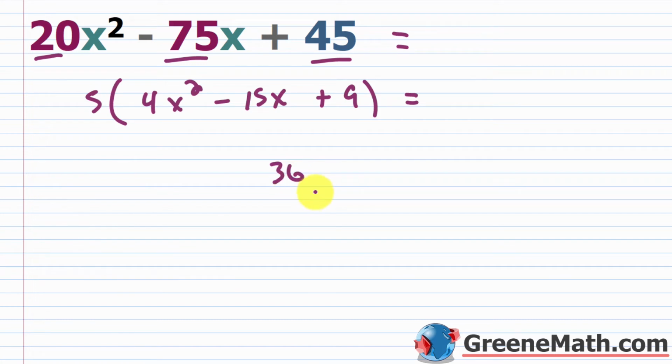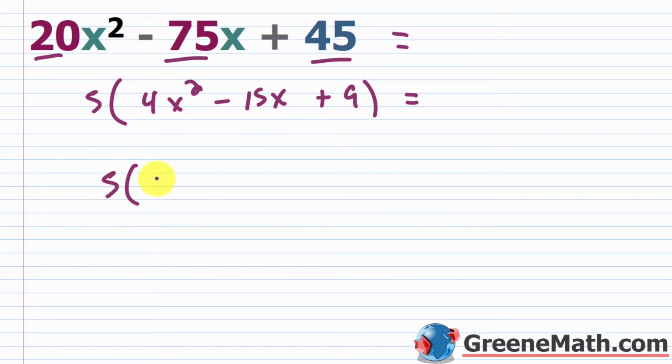So for 36, you have 1 and 36, which wouldn't work. You have 2 and 18, that would be 20, that wouldn't work. But when you get to 3 and 12, that's going to work, right? 3 plus 12 is 15. Again, you play with the signs. Negative 3 plus negative 12 gives you negative 15. Negative 3 times negative 12 gives you positive 36.